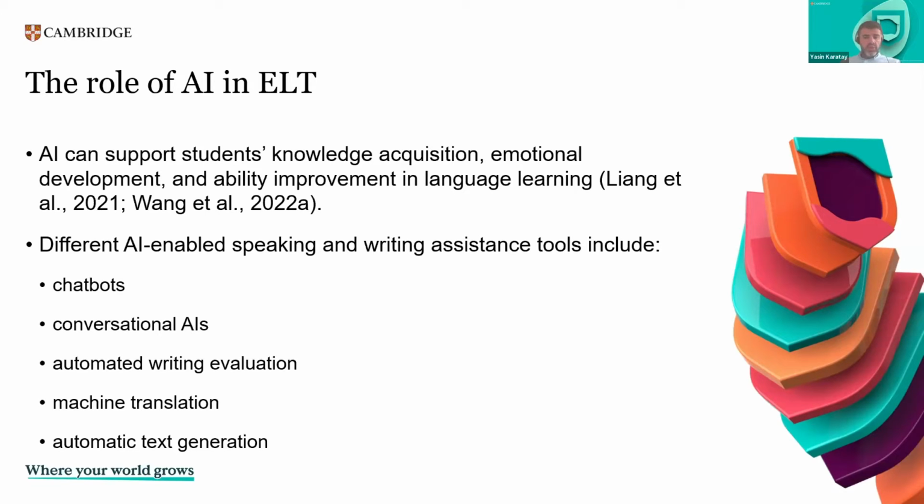And automated writing evaluation, this technology provides immediate feedback on students' writing. Also, it highlights areas for improvement and suggests corrections, right? And we're gonna talk about this in a little bit more detail in the writing section. And machine translation helps students understand and compare languages. And to be honest, this type of technology is getting better and better every day. And finally, automatic text generation. This can produce text examples, exercises, or even entire learning material, which is specific to the needs of your classroom.